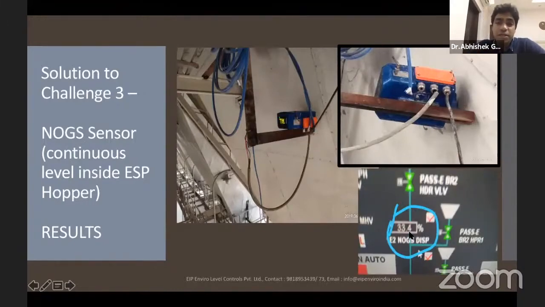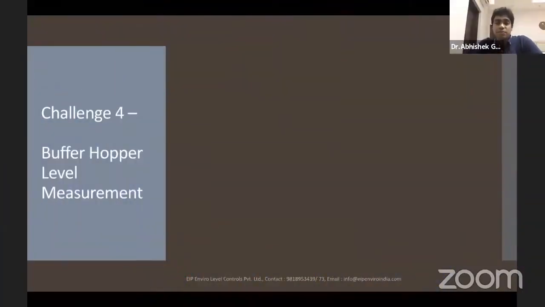So you have a continuous gradation of level inside the ESP hopper. So now let us move on to challenge 4. Challenge 4, we say, is buffer hopper level measurement.